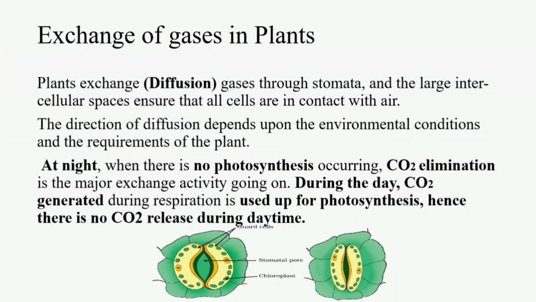During night, when there is no photosynthesis, carbon dioxide is eliminated, which is the major exchange activity going on, because the carbon dioxide produced during respiration at night may not be absorbed by the plants, so that CO2 has to be eliminated during night. Whereas in the day, the carbon dioxide generated during respiration will be absorbed by the plant itself because it has to undergo photosynthesis. Hence, during the daytime, there will be no CO2 release. Let's move on to the next slide.